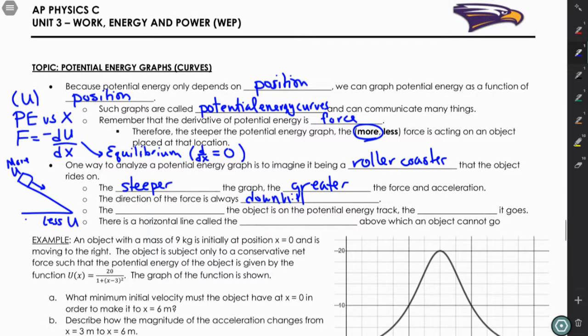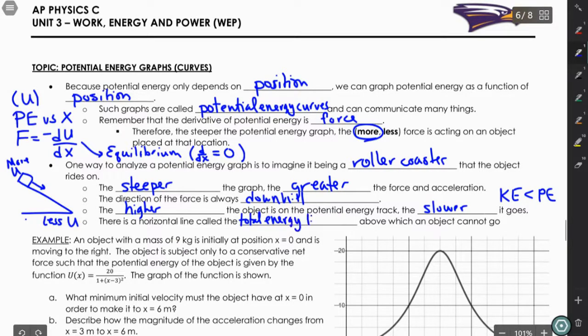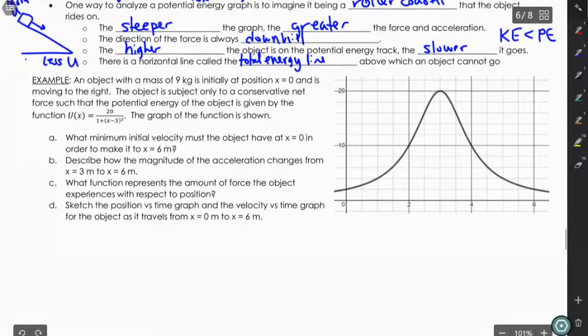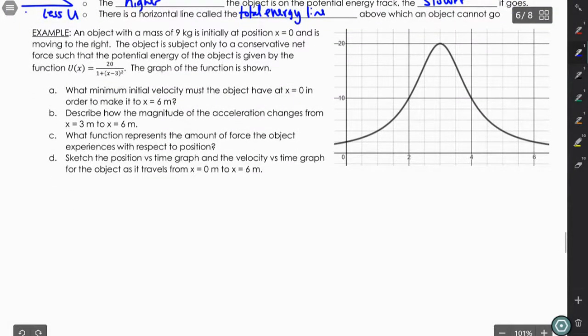And then the higher the object is on the potential energy track, the slower it goes. Why? Because there's less kinetic energy, since kinetic energy would be less than your potential energy. If there's less kinetic energy, there's less speed. And then there's a horizontal line called the total energy line, above which an object cannot go. You can't go any higher than the amount of energy that is already in the system. If you go above that line, you have to add energy to the system.